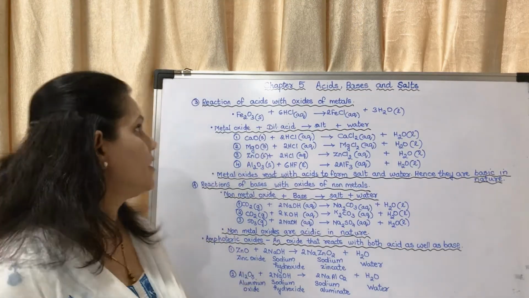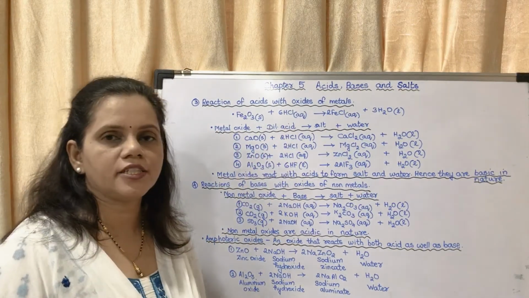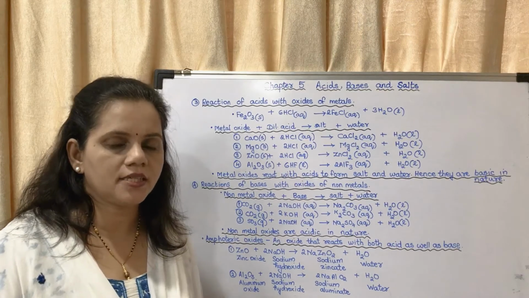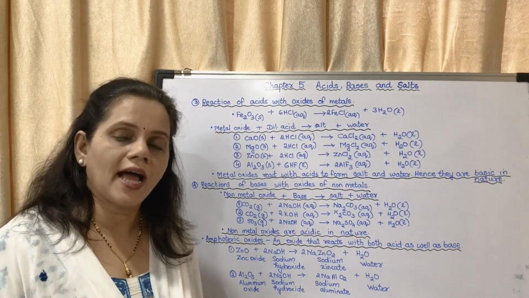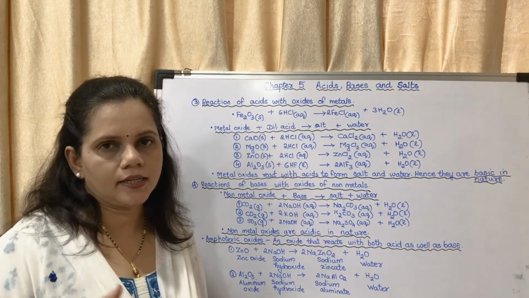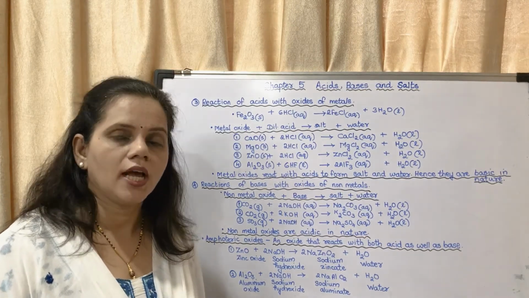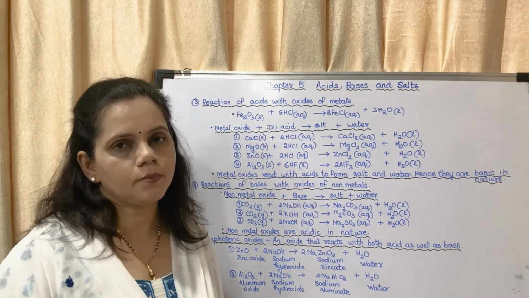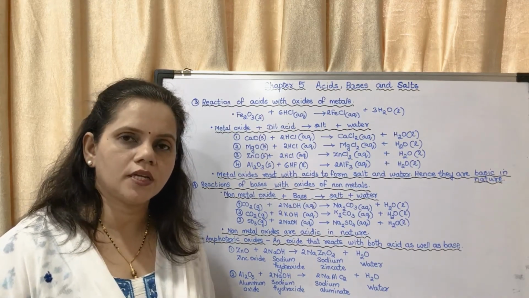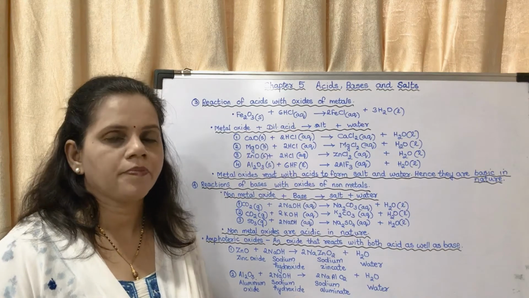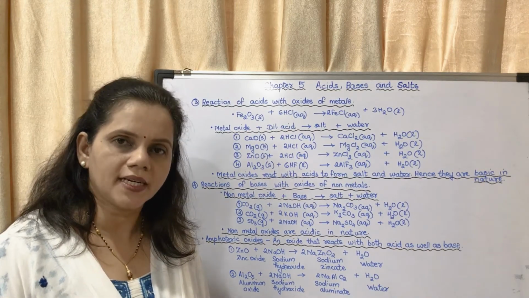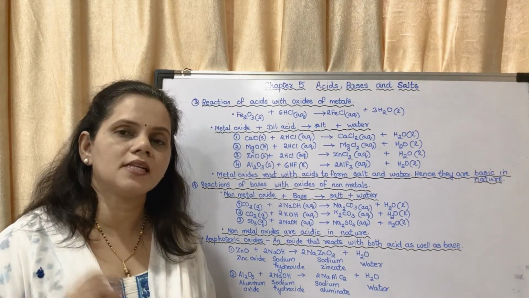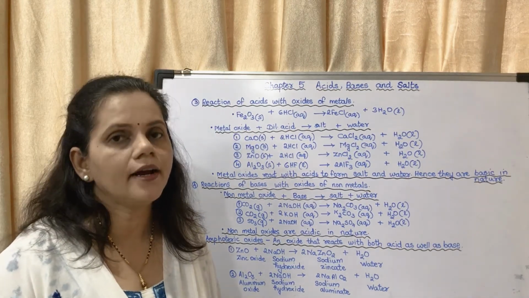Now the next is reaction of acids with oxides of metals. This is a topic where we are studying the reaction of acids with some other compounds, the reaction of bases with some other compounds, and the reaction between acid and base. We have studied acid and base: acid and base will react together to form salt and water. Next we studied metals with dilute acid: metals with dilute acid will give salt and hydrogen.